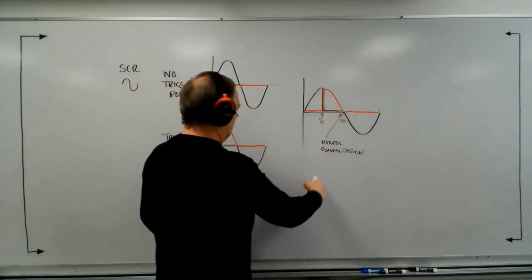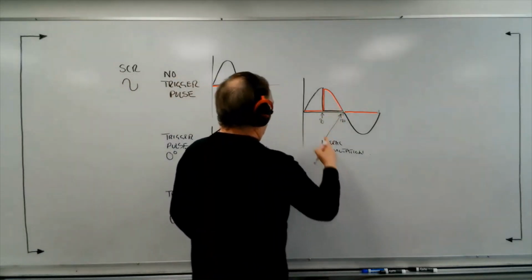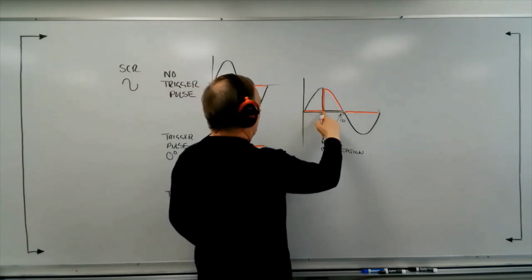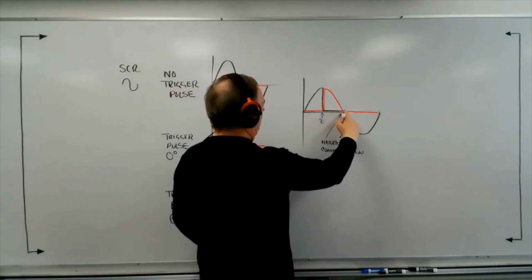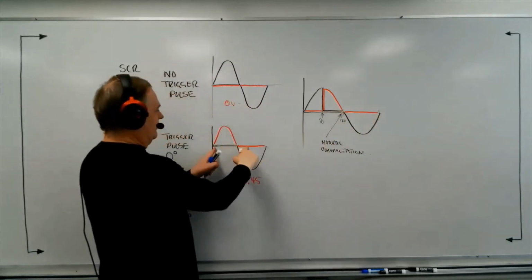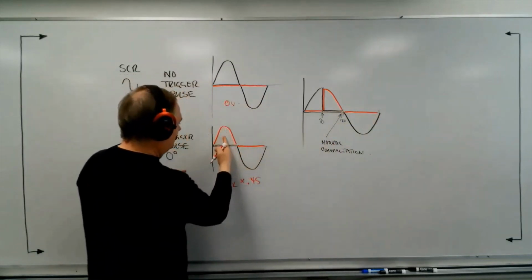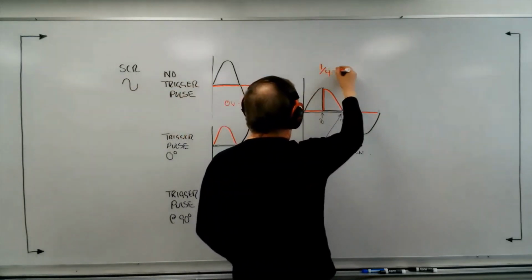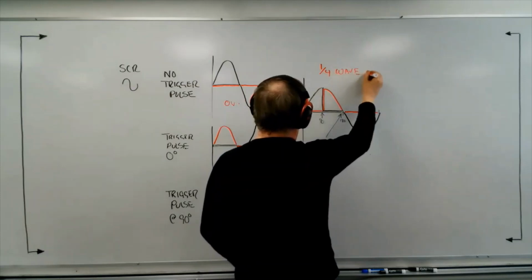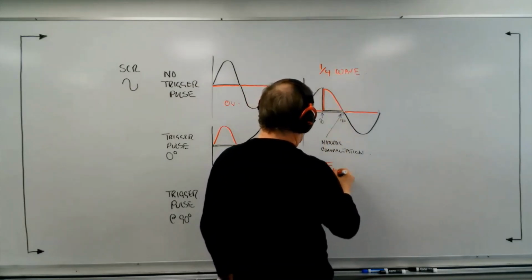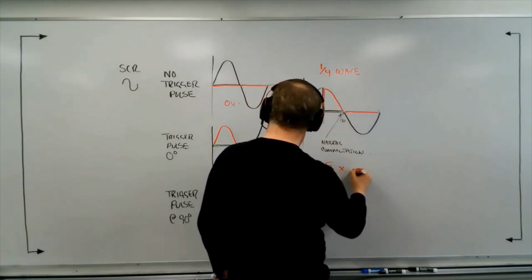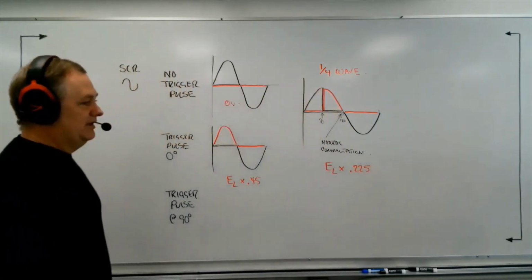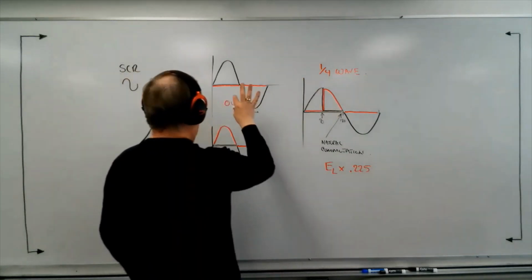How much of a ripple do we have here? Well, this one is blocking for exactly the first 90 degrees. Then it's conducting for exactly 90 degrees. And then it's blocking for the other alternation. It looks just like this, except this is split in half. So in fact, at this point, what we have is a quarter wave rectifier. And you could actually say E line times 0.225.